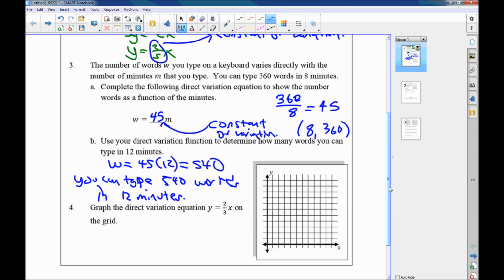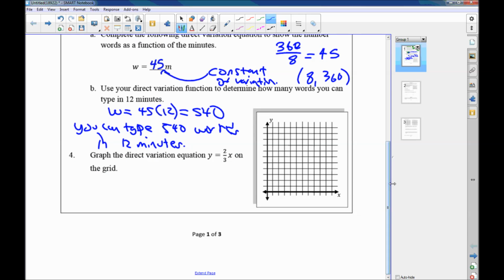All right, our last one, number 4, says graph the direct variation equation y equals 2/3 x on the grid. So remember, a direct variation equation is always going to have a y-intercept of 0, and you can see there's nothing being added on the end, no constant term here. So we go up 2 and over 3, up 2 and over 3, up 2 and over 3, and up 2 and over 3. And here's our line. So y equals 2/3 x.